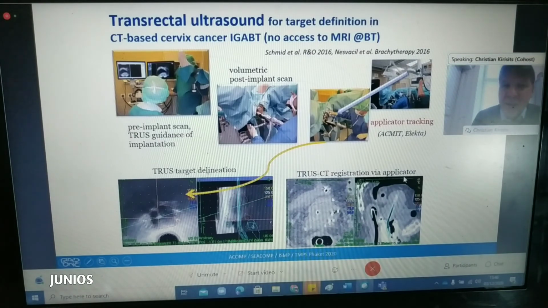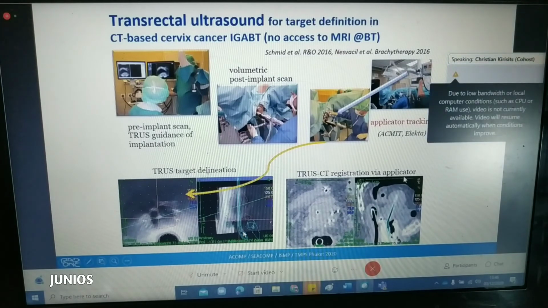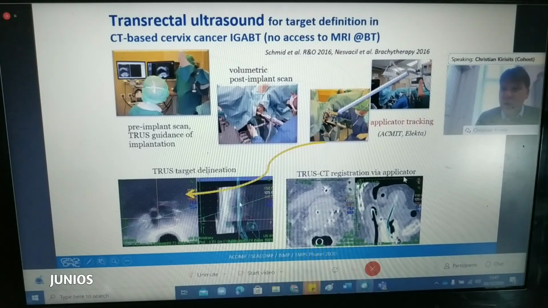So I agree, this is quite difficult, and we need some technology for it. Otherwise, if you do it manually, you have to be very experienced to see where the applicator is in the ultrasound. And the second question, can you repeat it?